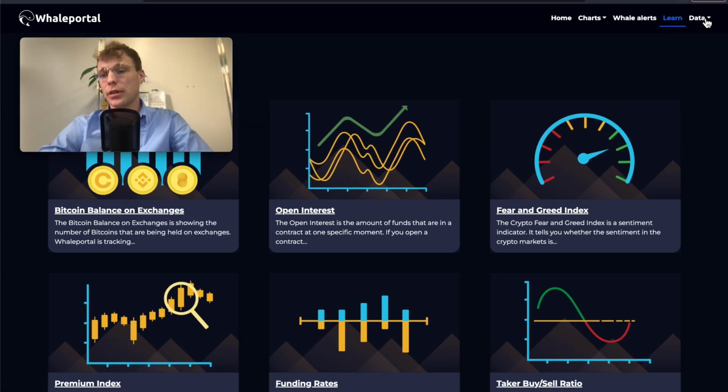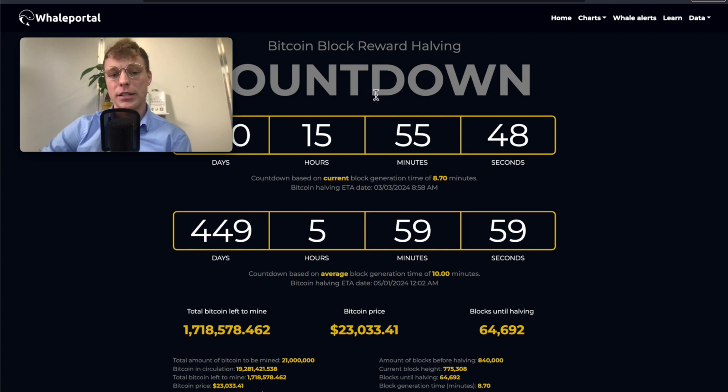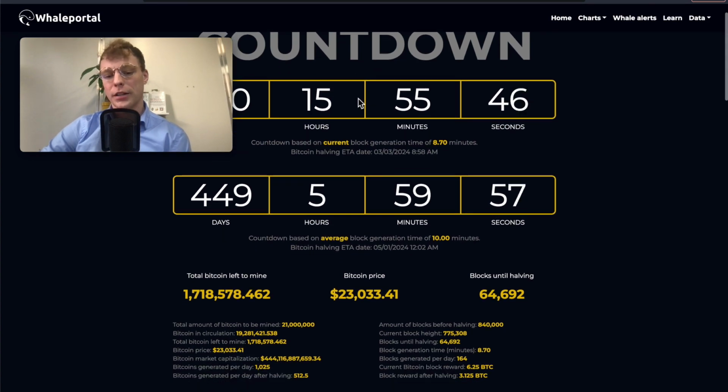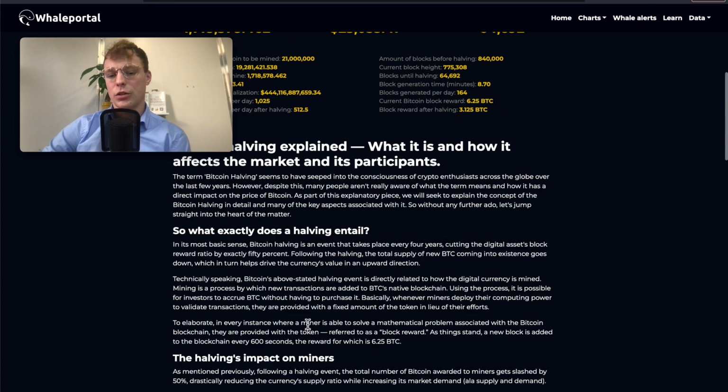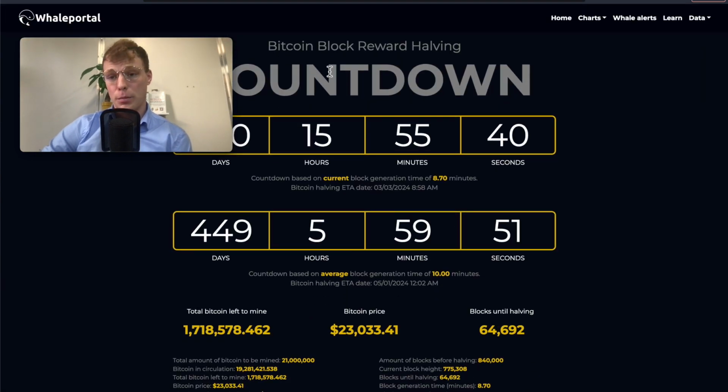Then we got some extra data right here. We got a Bitcoin halving countdown. And this is quite nice because here you can basically see when the next halving is going to occur, a lot of information on what the halving is, and so on. This is just for informative purposes.